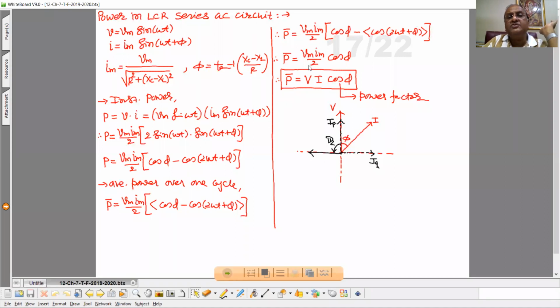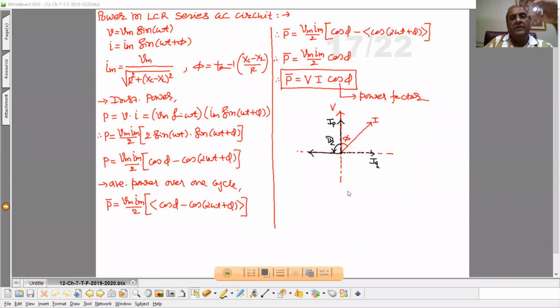So we can divide this into two parts, root 2 into root 2, and Vm by root 2 is Vrms, that is RMS voltage, and Im by root 2 is RMS current. So now simply we can write the equation of average power, that is equal to V I cos phi, where cos phi is called power factor. That is called power factor. Clear to all of you? So this one is the theory.